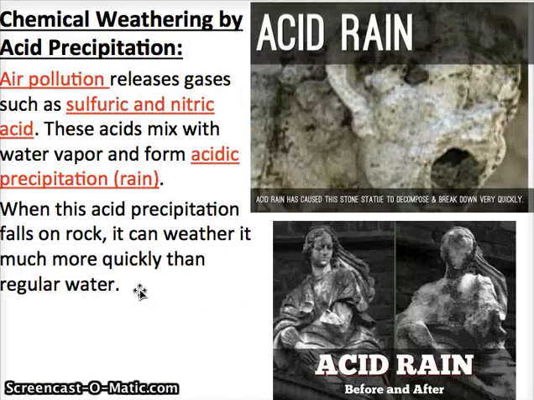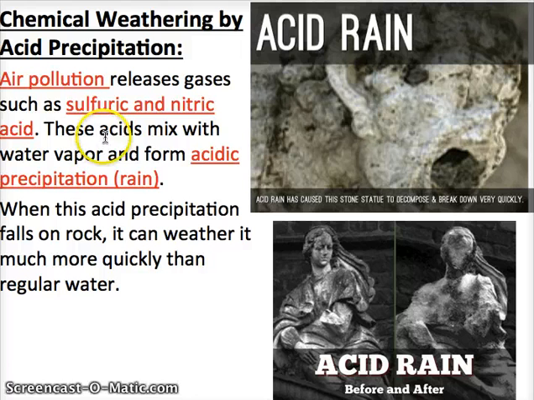Okay, another type of chemical weathering is acid precipitation. Precipitation is another word for rain. Air pollution releases gases such as sulfuric and nitric acid into the air. When these acids mix with water vapor in the air, that forms acidic rain. And when that rains down on rocks, sometimes that acid will react with the rock and cause weathering. You can see these are just some examples of what chemical weathering by acid rain can do to some stone structures.